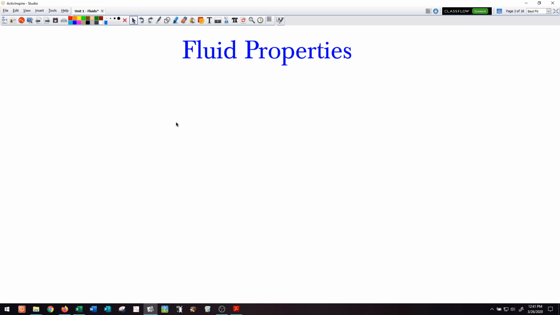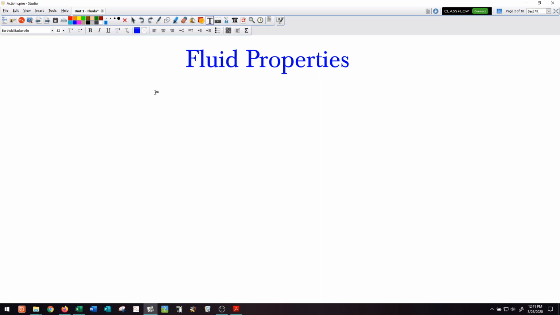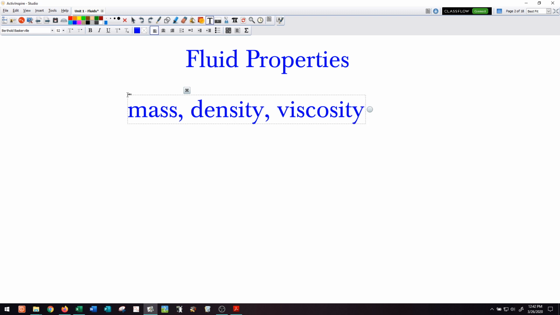Now, some of the fluid properties that we see typically are things like mass, density, viscosity, specific heat. Remember C sub P. Things like that. Those are the fluid properties we're talking about. Now, when we measure these things, the fluid properties really are specific to only three things that we care about, at least at the beginning.